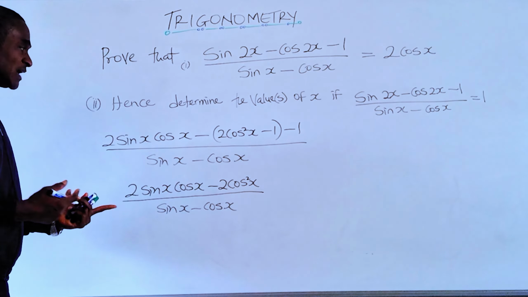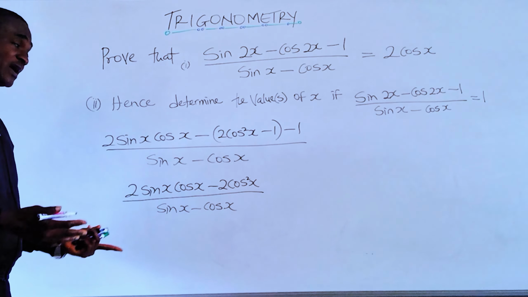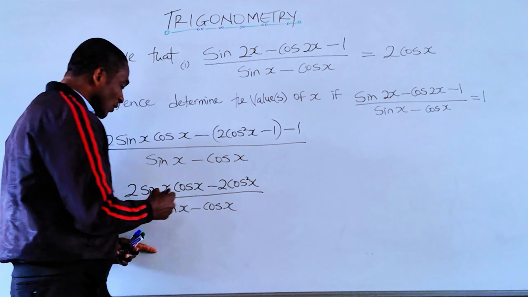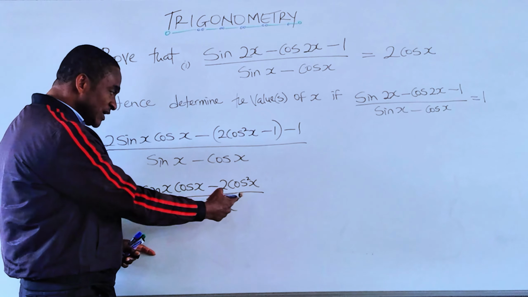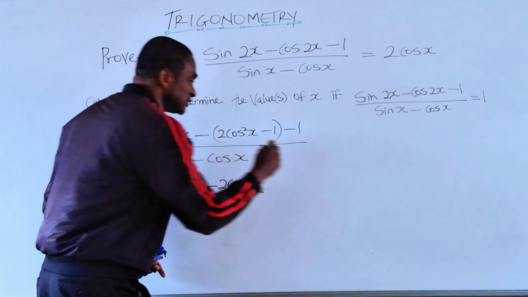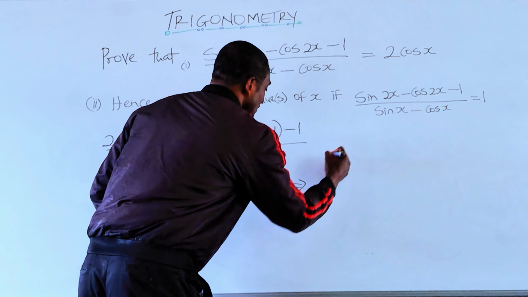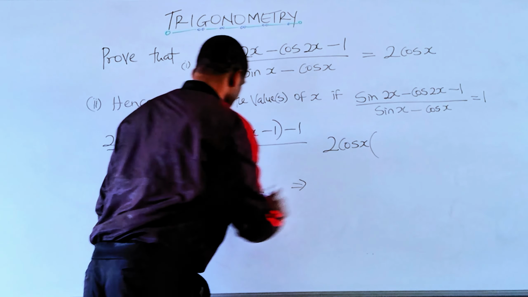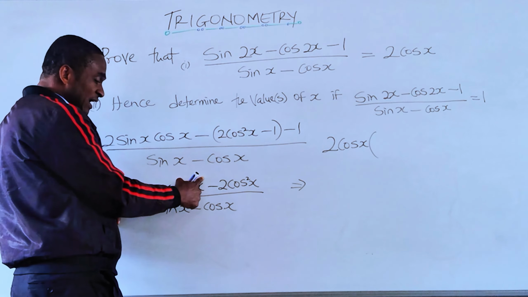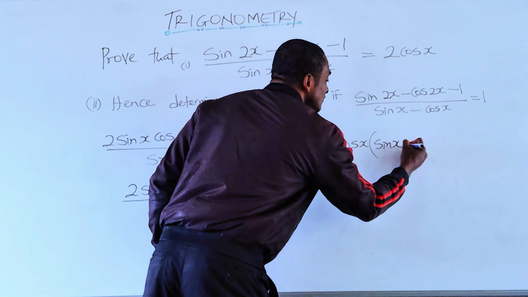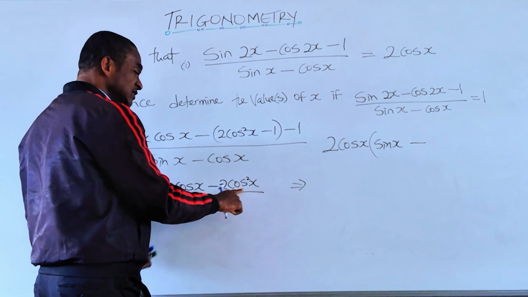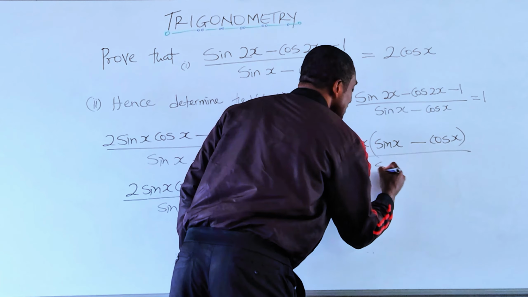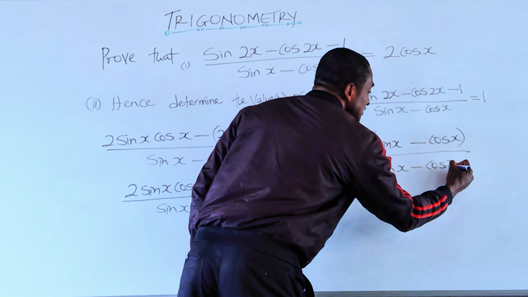We need something that we can do to simplify this, and factorization is always a sure way to simplify complex expressions. So, check for common factor here. We have 2 on either side of the minus sign, and we have cos x. So we have 2 cos x as our common factor. 2 cos x into the first section, 2 sin x cos x, we have sin x left. Minus 2 cos x into this is 2 cos x cos x, so we are left with cos x. Divided by sin x minus cos x.